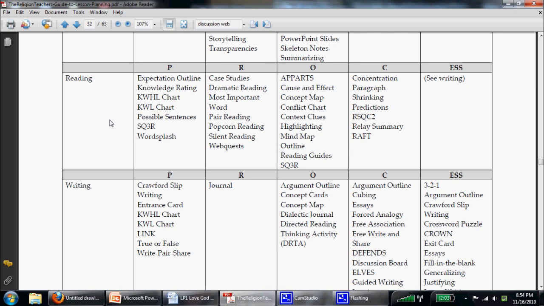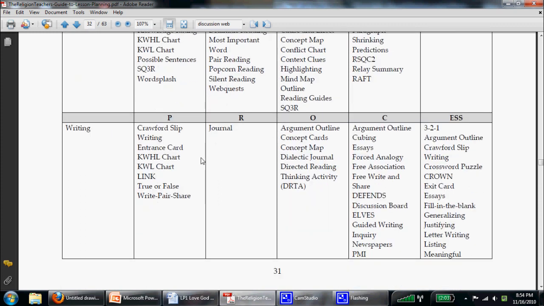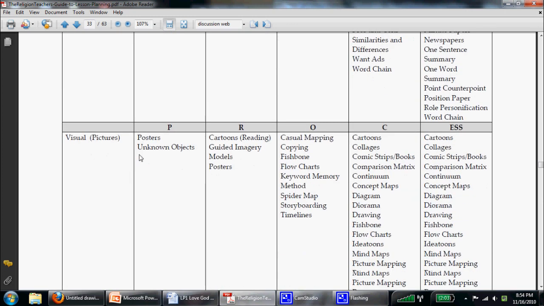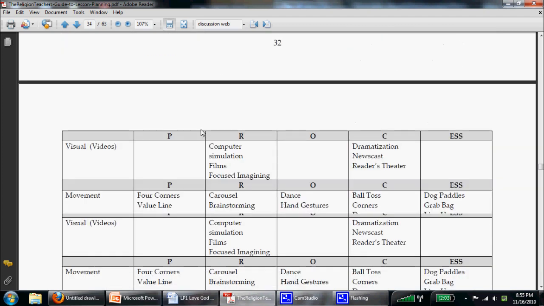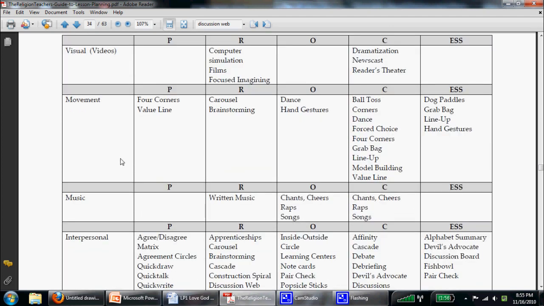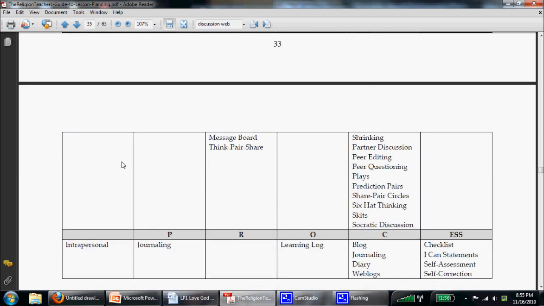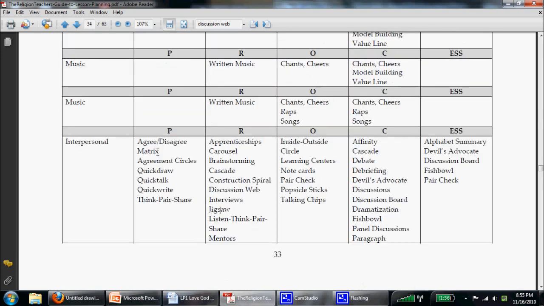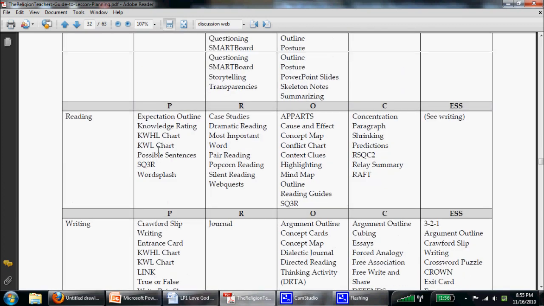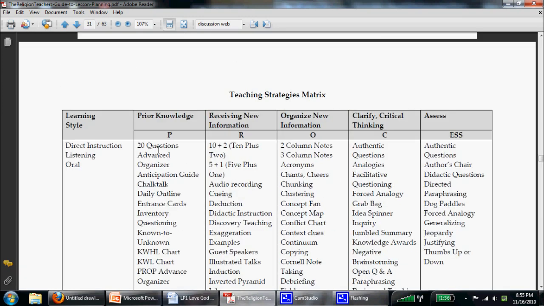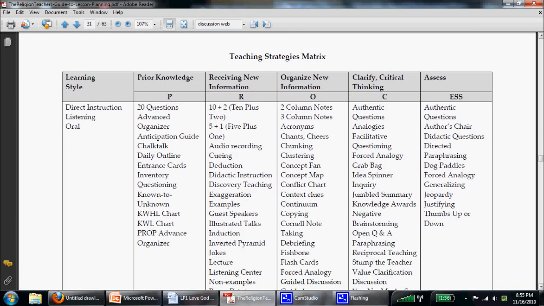For reading activities, a number of different ways and strategies they take notes. Writing activities, teaching strategies. Visual picture activities and teaching strategies. Video, movement, music, interpersonal, and intrapersonal. These are essentially different multiple intelligences, different learning styles, broken down vertically and then horizontally by process.